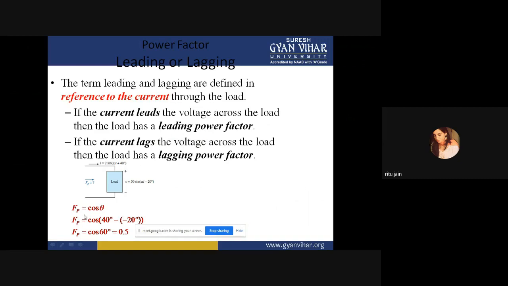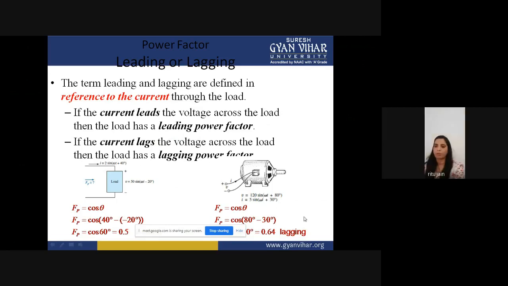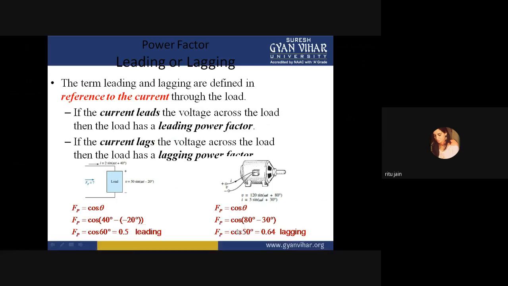Fp is your power factor, which is equal to cos theta. Fp is equal to cos of 40 minus 20, and Fp is equal to cos 20, that is equal to 0.5. If you see that there is a motor, its voltage and current are V is equal to 120 sine omega t plus 80 degree, and I is equal to 5 sine omega t plus 30 degree. So Fp is equal to cos theta, and Fp is equal to cos of 80 degree minus 30 degree, and cos 50 degree is equal to 0.64 lagging.